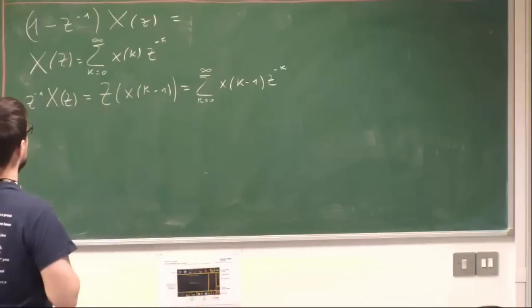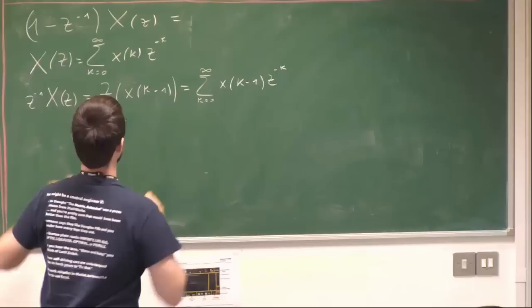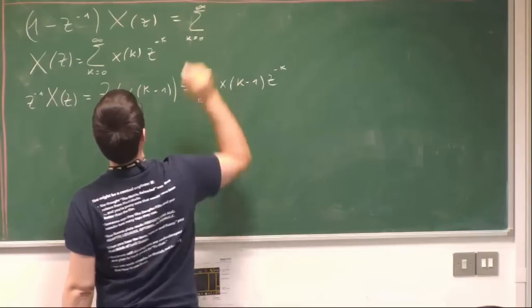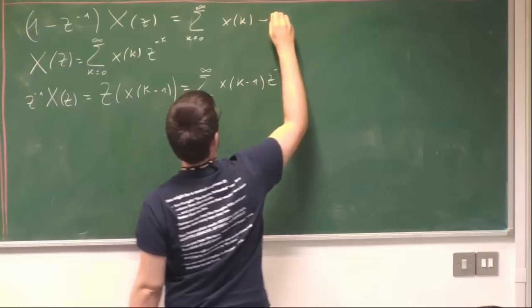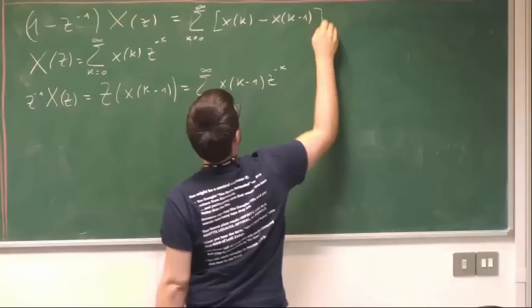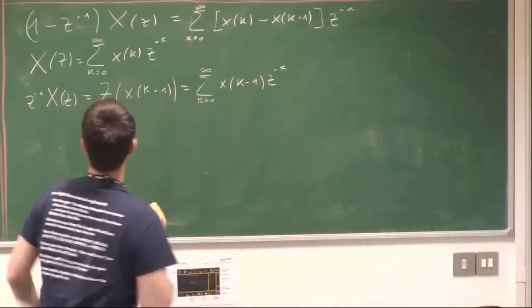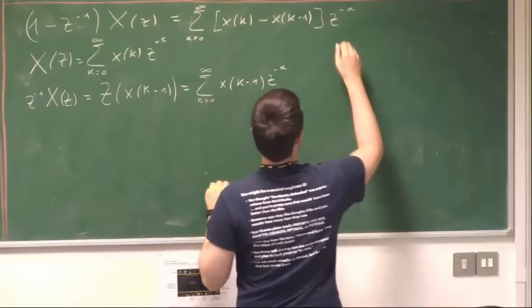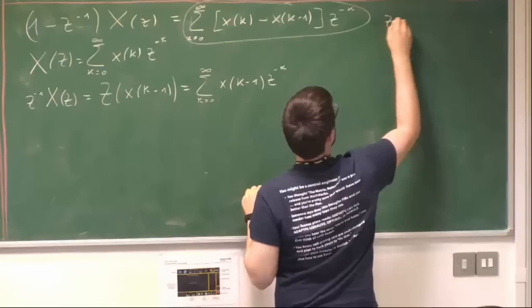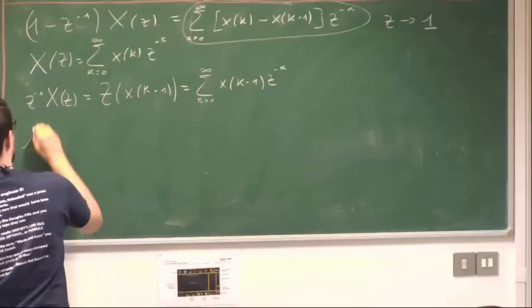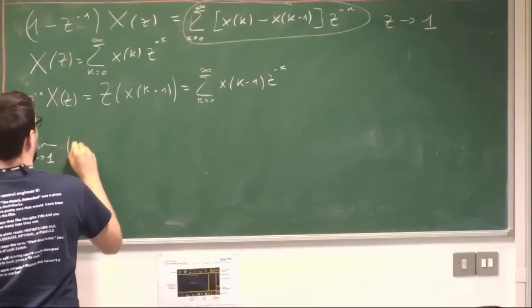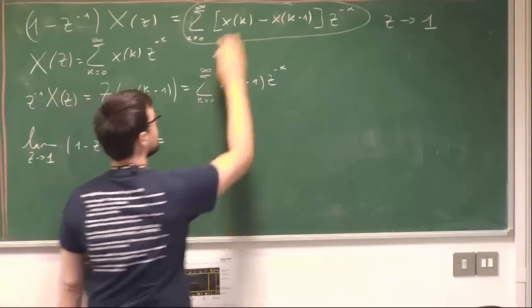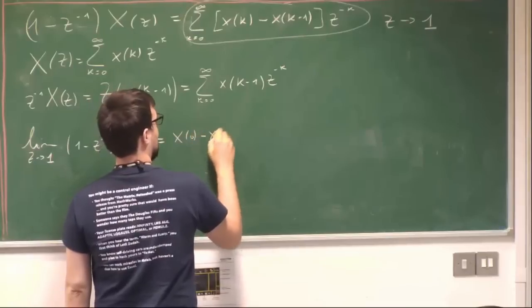Now we put these two terms together, and we know that this is basically the difference between these two. So we have the difference: the sum with k from 0 to infinity of x(k) minus x(k minus 1) times z power minus k. Now, what we want to compute is the limit of this with z that goes to 1. So what happens when z goes to 1? If we replace it, then the limit with z that goes to 1 of 1 minus z power minus 1 times X(z) is equal to, and now I write all the terms. The first term is x(0) minus x(minus 1).